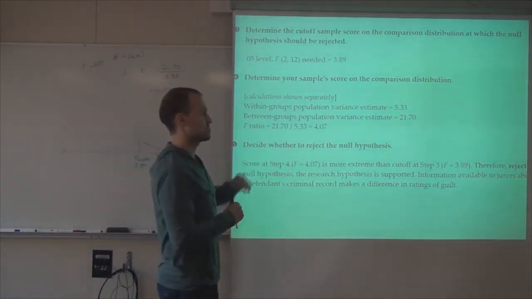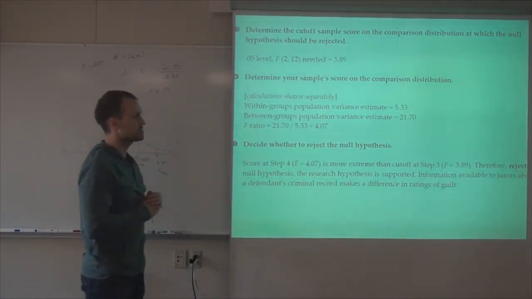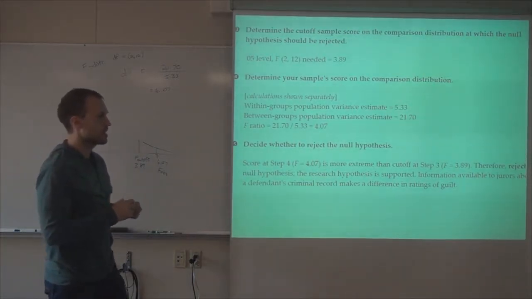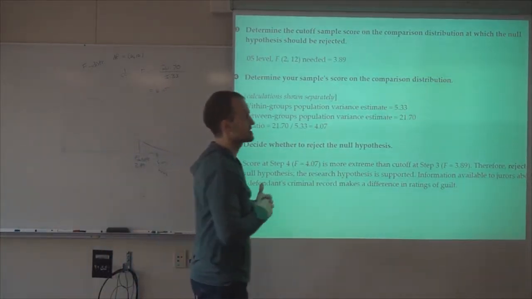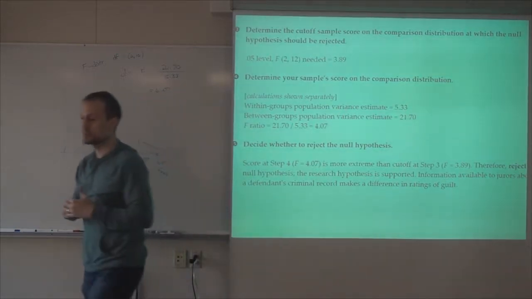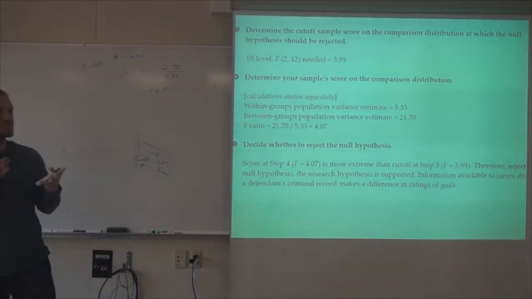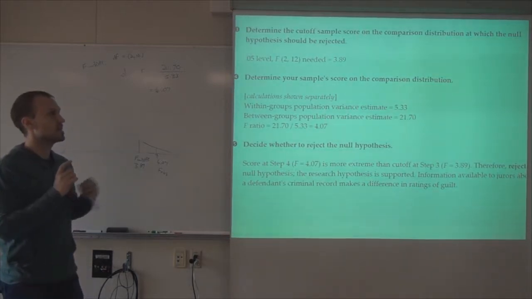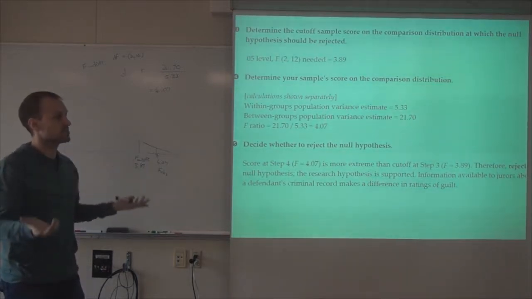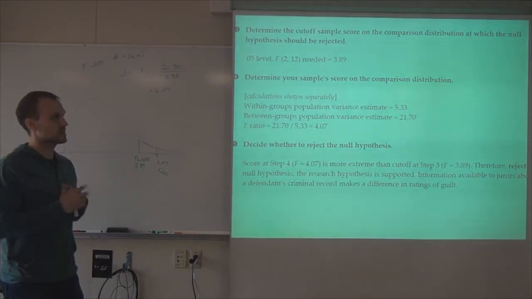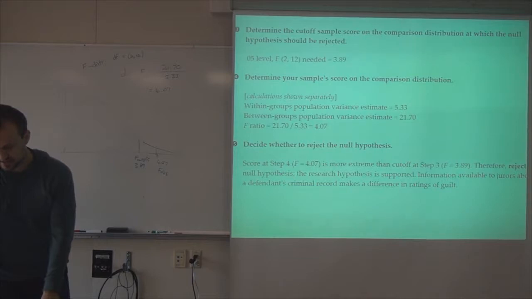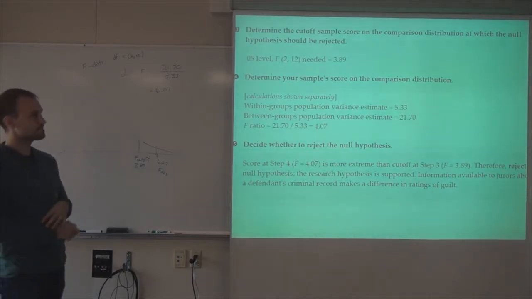And I can say that's more extreme than the cutoff value, so I do reject the null hypothesis in favor of the research hypothesis that says there is a difference between these groups somewhere. It doesn't really say where, it just says that between the 3 groups there is a difference. Yes or no? That's all it says. Does the evidence suggest that there is a difference?